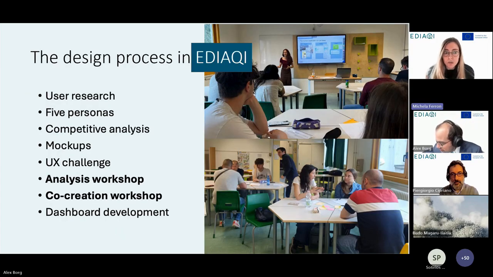So in EDIAQI, we followed this approach involving users at different moments of the design process. In the picture, you can see Valentina, our colleague who carried out all the work and the facilitation of the workshops. We started with user research, where we interviewed key stakeholders to understand their needs, their context of use, and decision-making situation related to indoor air quality. Based on this work, we defined 5 user personas with different goals, which led us to a key insight: the need to support 2 opposite levels of expertise for generic users and expert users, such as decision makers.